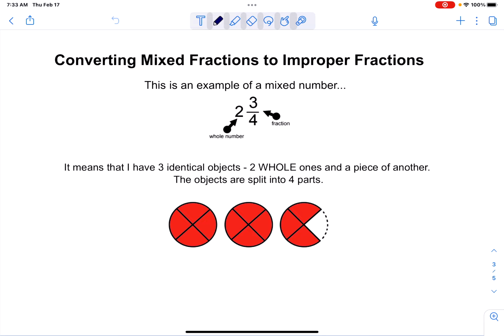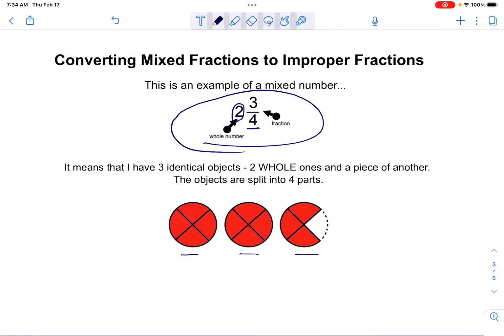Now, what is a mixed number? Well, this right here is a mixed number. It has a whole number out front and a fraction part there. It's called mixed because it has a whole number part and a fraction part, so it's mixed kinds. What this actually means is I've got two whole objects and part of another one. So there's three identical objects right here, and the denominator tells us what each are split into. So they're each split into 1, 2, 3, 4 parts.